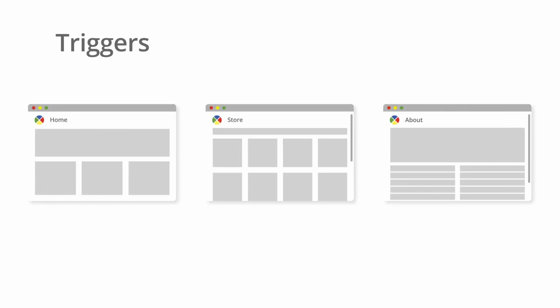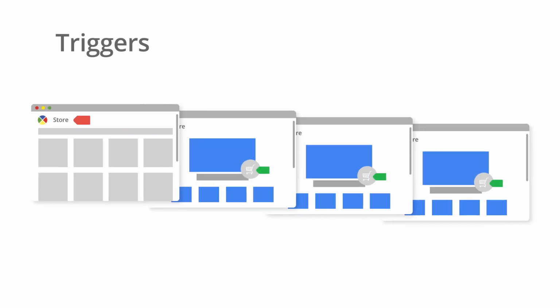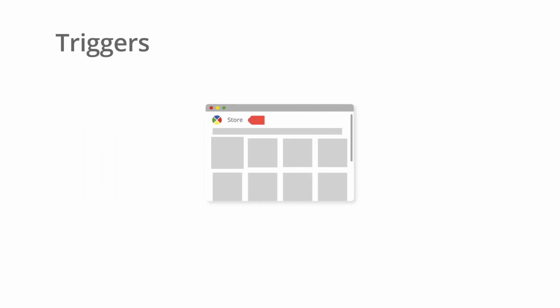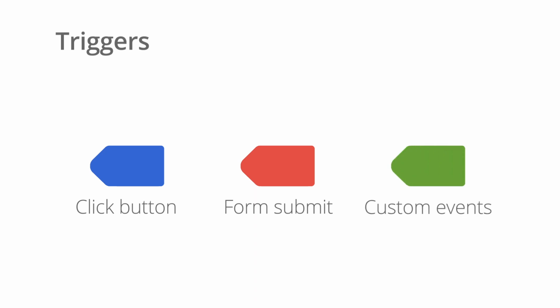For instance, you can set up triggers to fire a tag on every page in your site, or you can make it so that the tag fires only on a subset of pages, such as product pages. There are many types of triggers to choose from. You can use events, such as a click on a button, or a form submission, to build your trigger. You can also programmatically fire tags via the data layer using custom events.